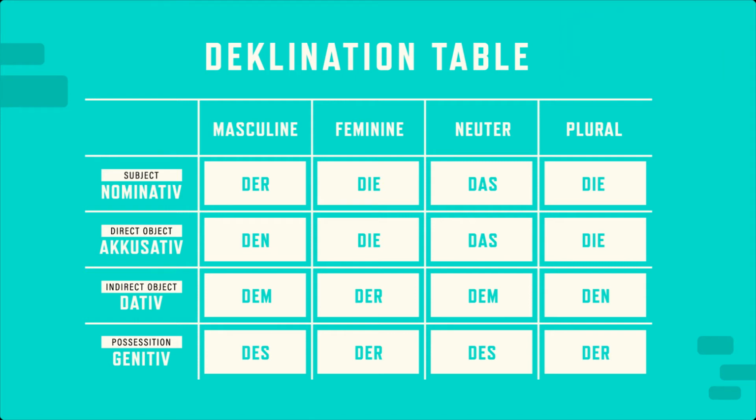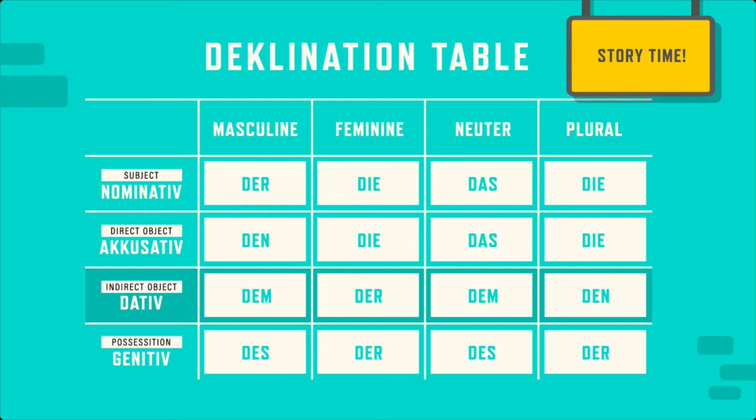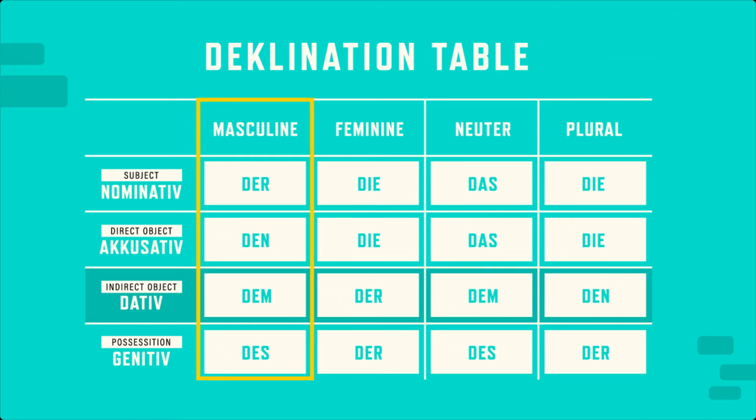Just remember, on the first 2 rows, nominative and accusative, everything remains the same, except for the masculine article der. It changes from der to den when it's used in accusative form. And the third row, which is dative, the most crucial one in my opinion, because this is where everything becomes different. Again, the masculine article changes from den to dem.